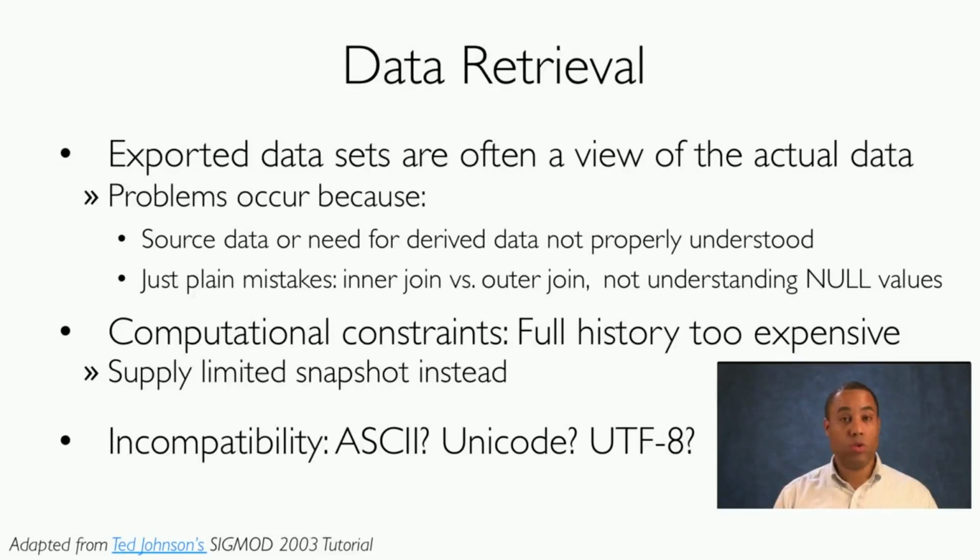Data quality problems can also arise during data retrieval. Exported data sets are often just a view of the actual data, and problems can occur because the source or the need for derived data was not properly understood. Or it can just be ordinary mistakes, for example, performing an inner join instead of an outer join, or not understanding what null values mean. There can also be computational constraints. For example, producing the full history might be too expensive, and so you supply a limited snapshot instead. But what are the limitations of that snapshot? Or it could be incompatibility issues. For example, producing the data in ASCII instead of Unicode or UTF-8.